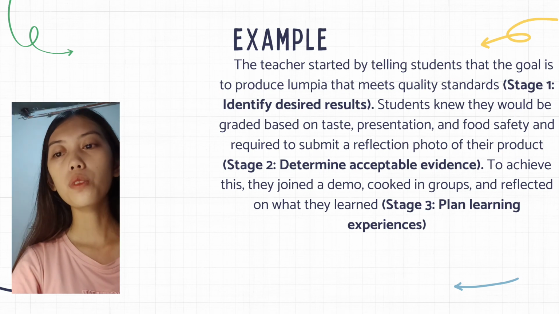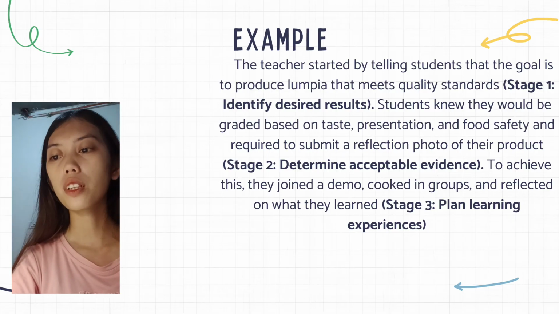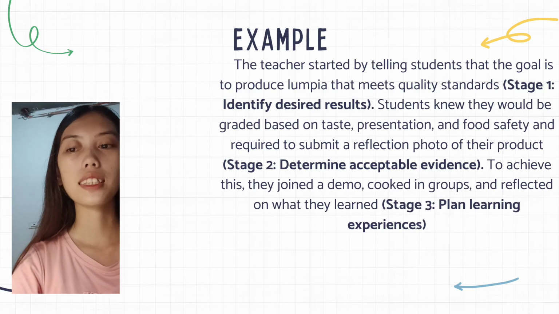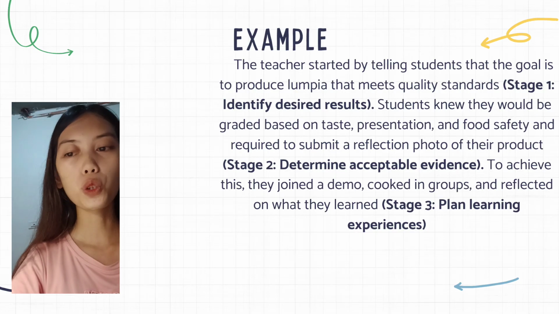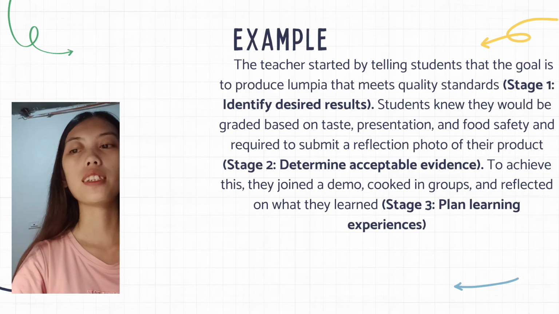Then students knew they would be graded based on tests, presentations, and food safety and required to submit a reflection and photo of their product. So that is stage 2, determine acceptable evidence. Then to achieve this, they joined a demo, cooked in groups, and reflected on what they learned. So that is stage 3, plan learning experiences.